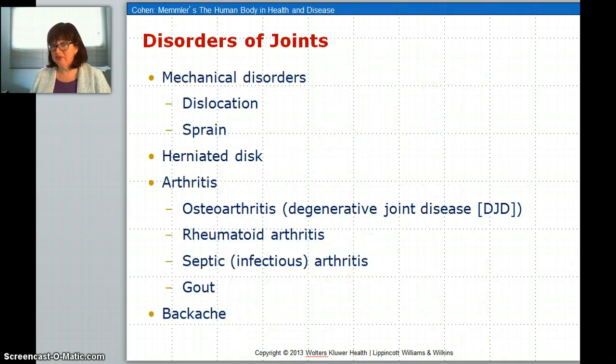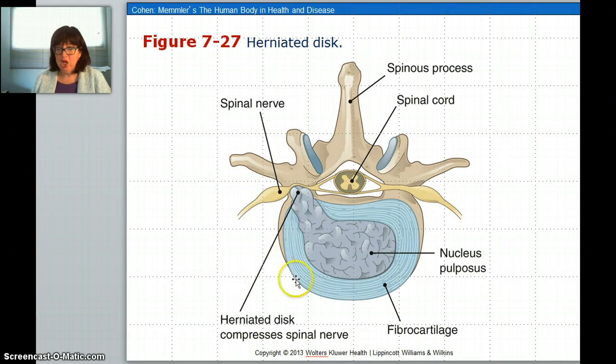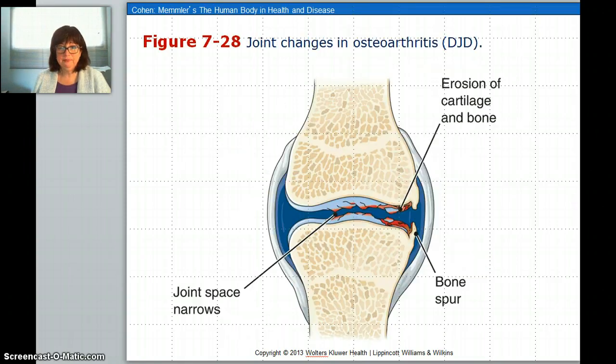In terms of disorders of the joint, I just want you to be aware of them. You have dislocations, you have sprains. Herniated disc means a disc moves. Arthritis is a very common joint disease. You can have osteoarthritis, which is degeneration of the joint. You can have rheumatoid arthritis, which is the swelling. Then you can also have backache, which is common. So a herniated disc is when the disc, there's usually a cartilaginous disc between each vertebrae, and it will go out and it will pinch the nerve.